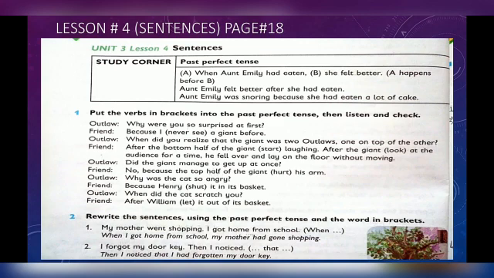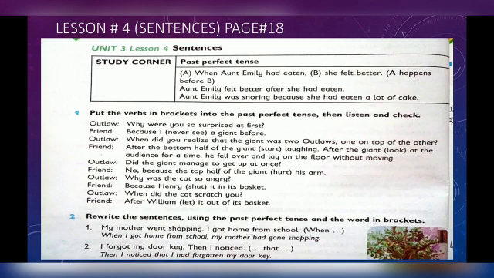For example: when Aunt Emily had eaten, she felt better. So had is here, and with had the word "eat" is not written, neither "ate"; there is written "eaten." It is the third form of eat. So what is past perfect tense? Past perfect tense describes that sentence A happened before sentence B. When you describe something that happened before something else, that is past perfect tense.